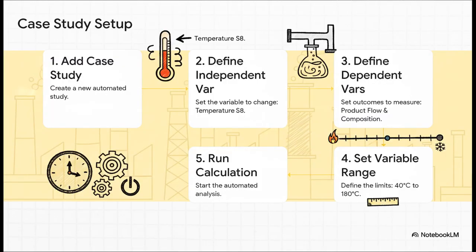What's amazing here is how easy it is to set up. We just tell the software what we're changing, in this case, the temperature of stream S8. We tell it what we want to measure, the outcomes. Then we just give it a range to test, say from 40 up to 180 degrees Celsius, and you just hit run. That's it. The software just goes off and does all the heavy lifting for you.